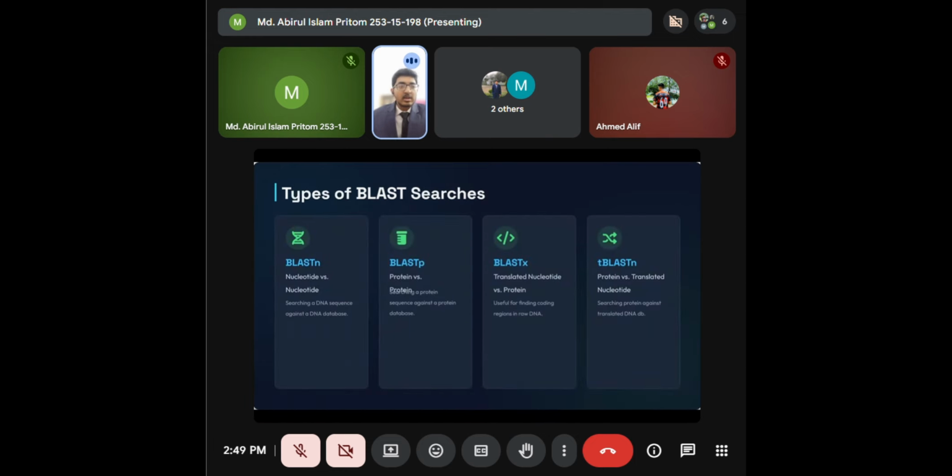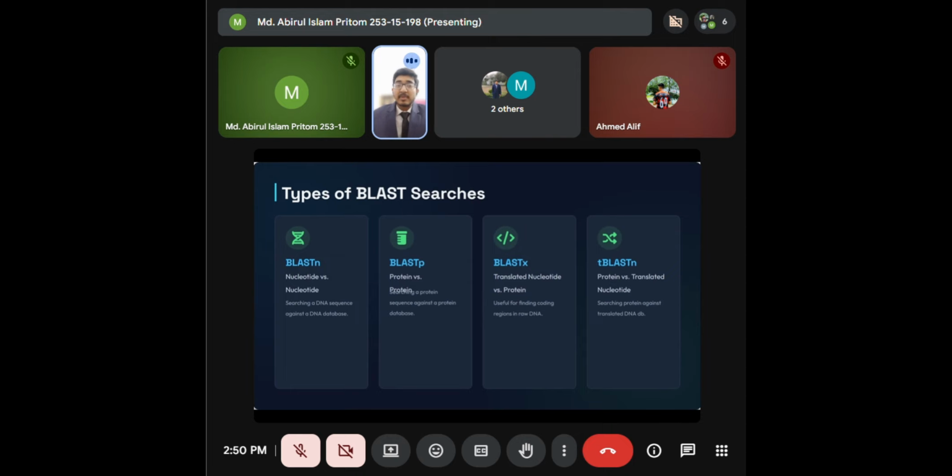Next slide, please. Okay. There are different types of BLAST depending on what we want to search. BLASTN compares a DNA sequence with a DNA database. BLASTP compares a protein sequence with a protein database. BLASTX translates a DNA sequence and compares it to a protein database, which is useful for finding coding regions. TBLASTN compares a protein sequence against a translated DNA sequence. Each type is used for a specific biological problem, making BLAST a very flexible and powerful tool.